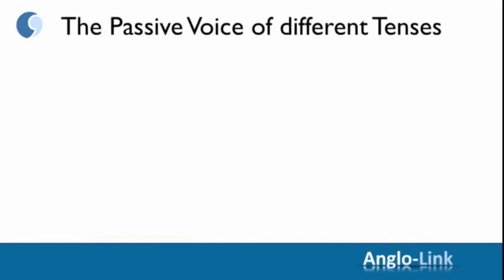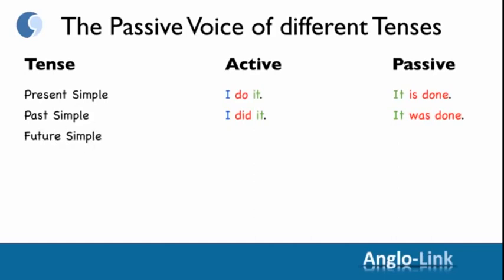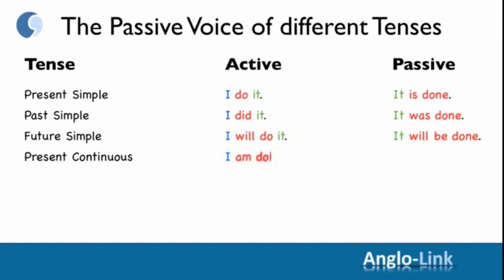Okay, let's have a look at the passive voice of different tenses. Present simple. Active, I do it. Passive, it's done. Past simple, I did it. It was done. Future simple, I will do it. It will be done. Present continuous, I am doing it. It is being done.